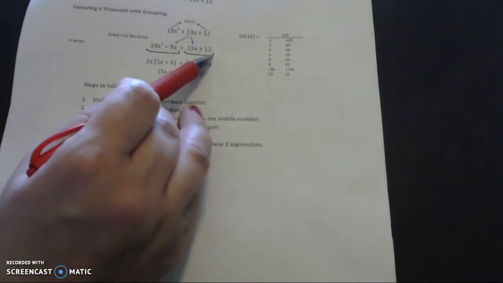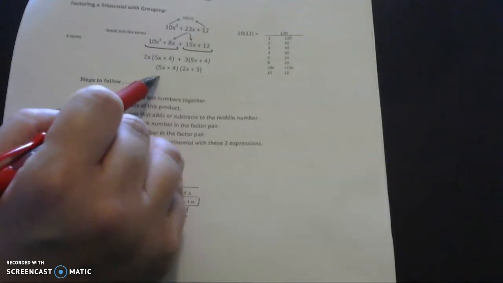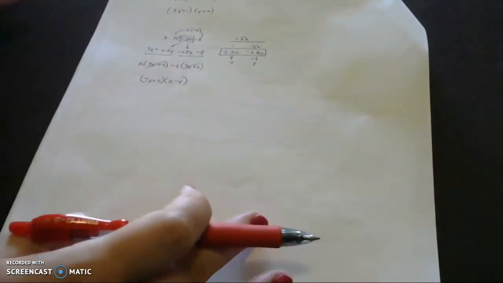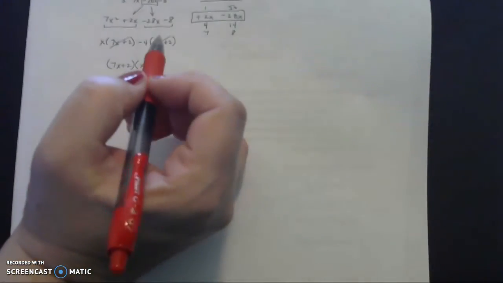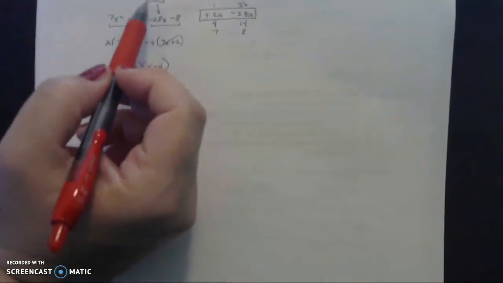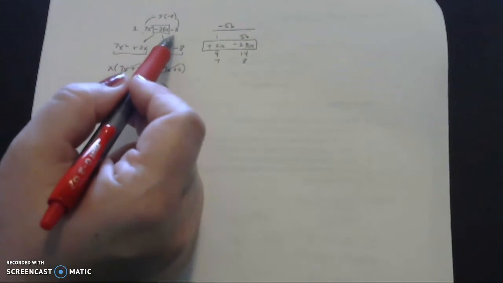Then I'm going to factor out a common term for each binomial. Then I'm going to factor by grouping by pulling out that binomial and writing what's left. So let me show you another one here. This type is really small, sorry. So 7 and a minus 8. Oops, sorry. 7 and a minus 8.